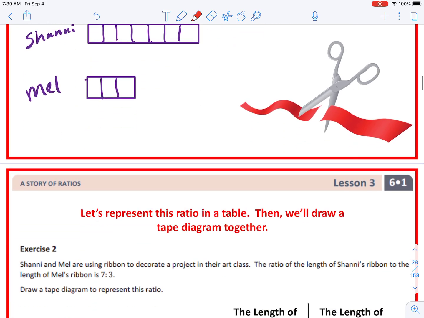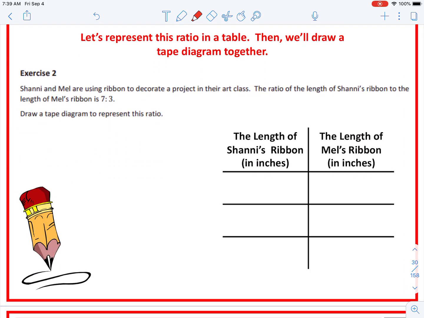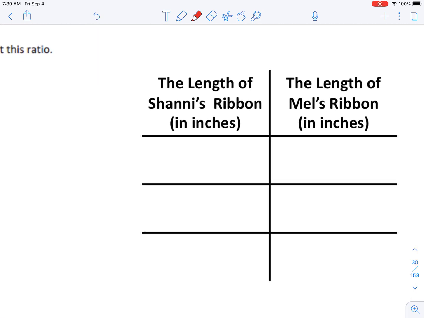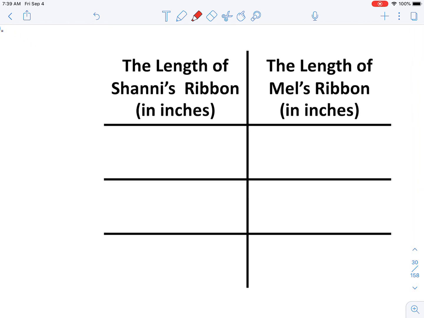Okay, let's continue. So Channy and Mel are using ribbon, and the ratio of the length of Channy's ribbon to the length of Mel's ribbon is 7 to 3. Quickly on your papers, I want you to write this table, and I want you to fill it out using the ratio 7 to 3. You don't have to label it. You can just label Channy's and Mel's. And then fill in the 3 rows. Pause the video and take a few minutes to do that.